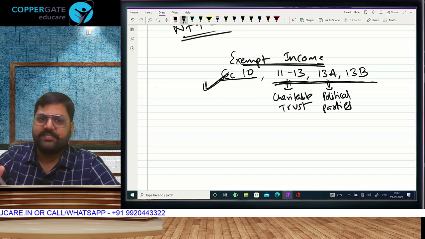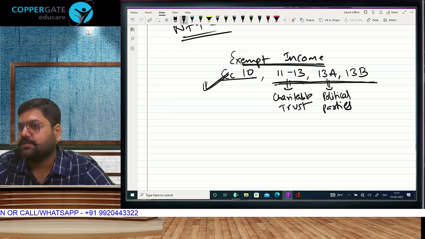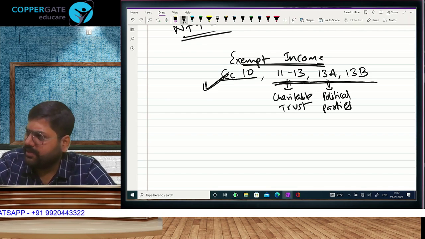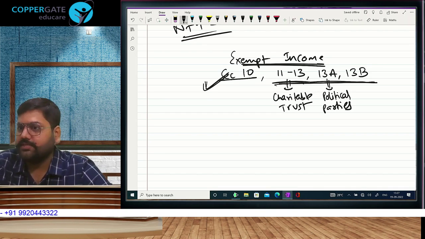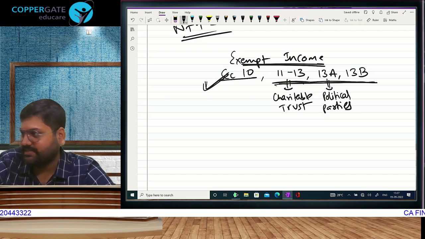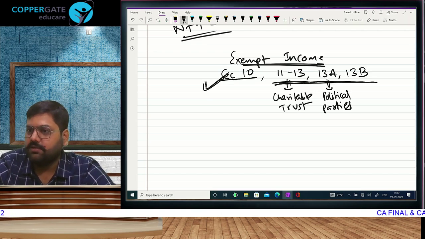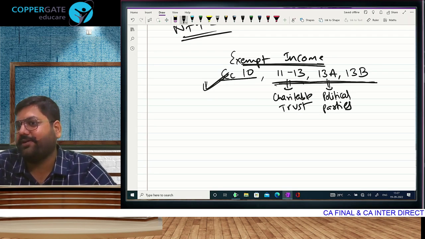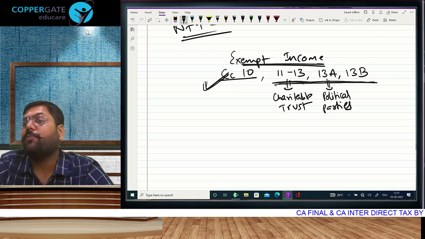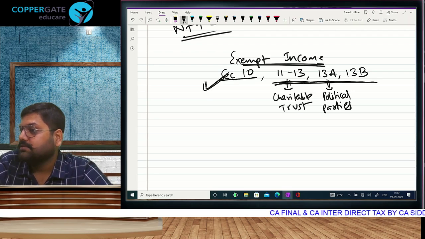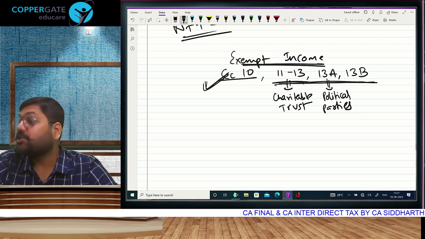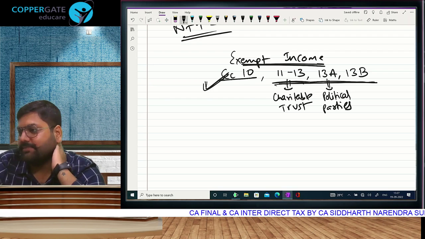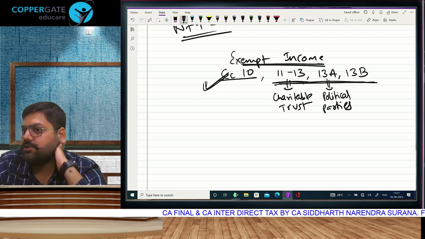What do you think is the biggest source of income for charitable trusts? Donation. And what do you think about political parties? Also donations. Political parties also earn income, massive income in the form of donation. Charitable trust, to naam sun ke, you don't need to be told it is going to be eligible. Political parties get tax exemption. There is logic. You want to guess what is the logic? They'll get tax exemption, that's the law. What is the logic?